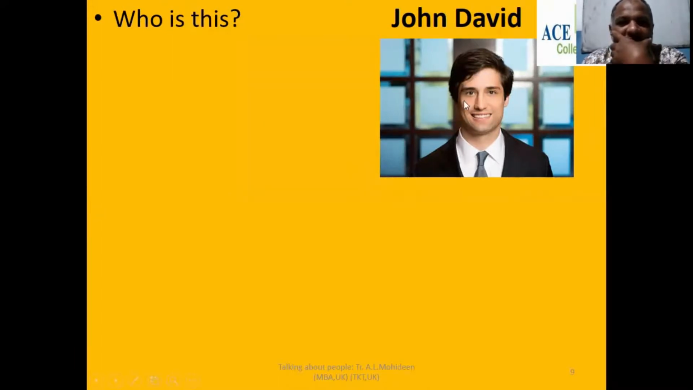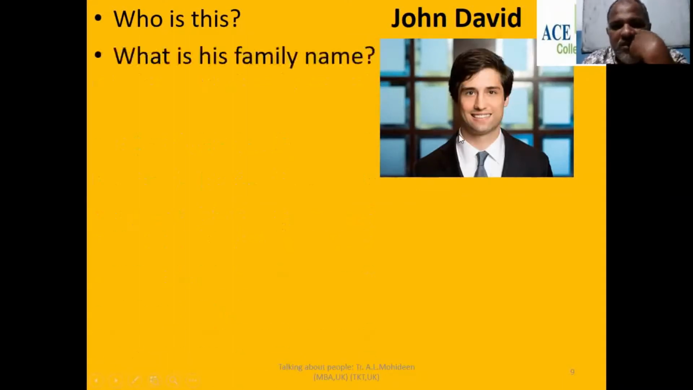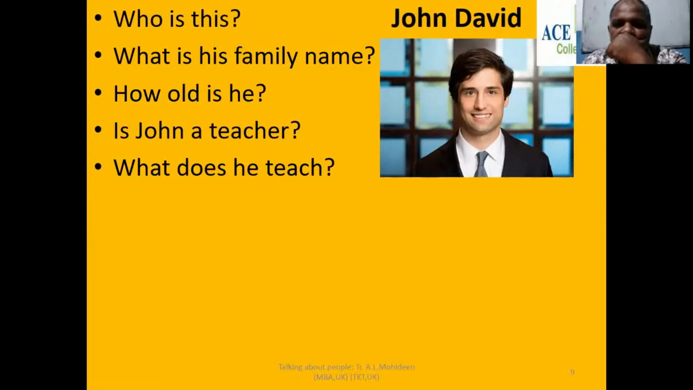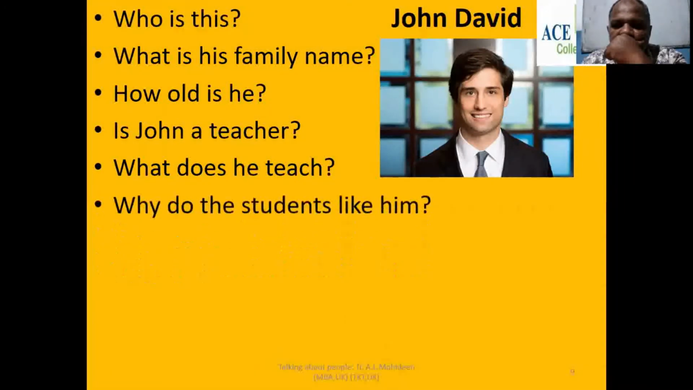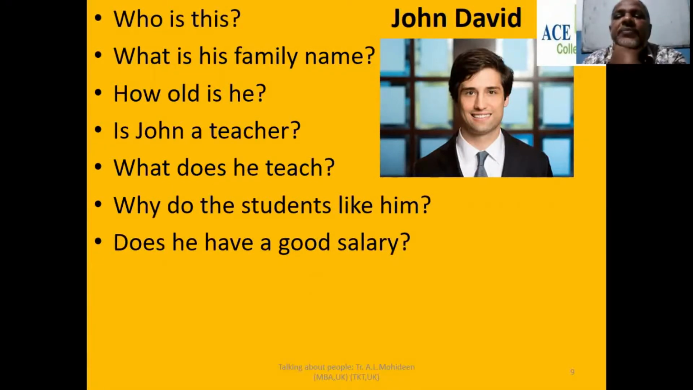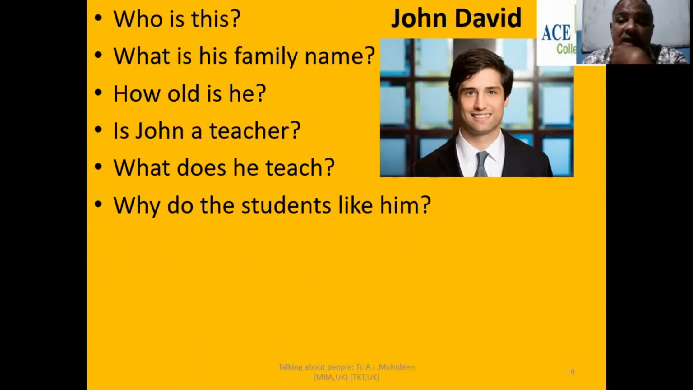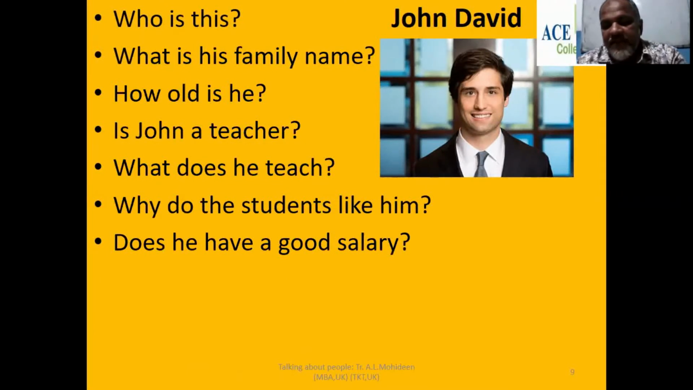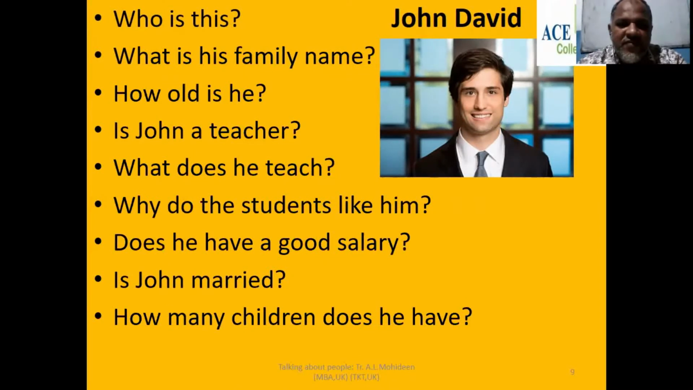About John David. Yeah. This is John David. What is his family name? His family name is David. How old is he? He's 35 years old. Is John a teacher? Yeah, he's a teacher. What does he teach? He teaches maths and science. Why do the students like him? Because he is teaching very good. He is a very good teacher. Does he have a good salary? Unfortunately, his salary is very low. Is John married?